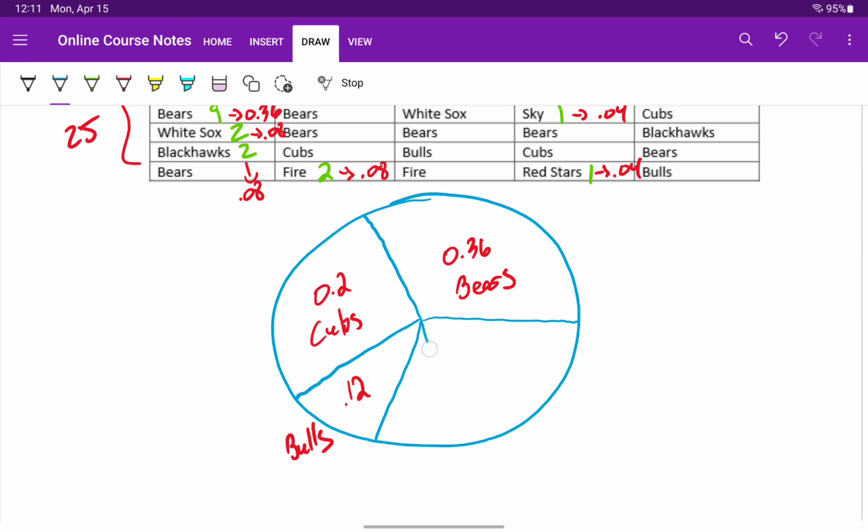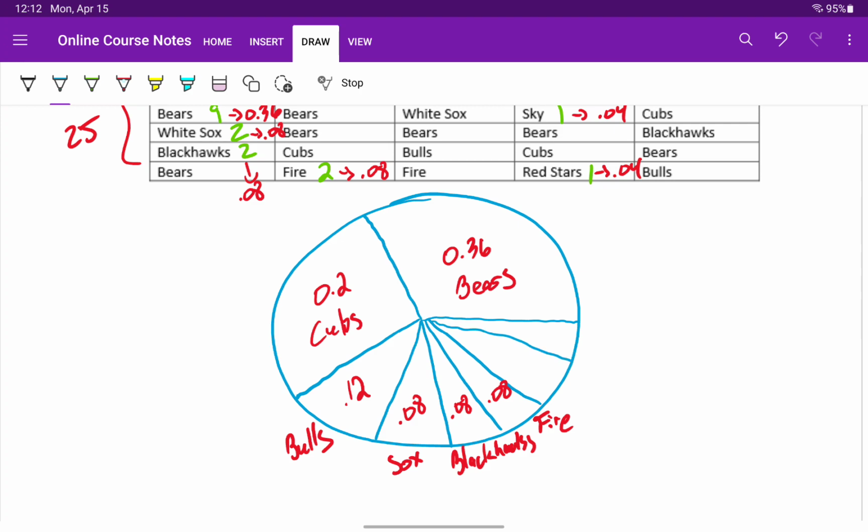And then we have 3 different groups that were 0.08, which represented the White Sox, the Blackhawks, and the Fire. I don't know why I wrote an S. Fire. And then our last group we would split up into 0.04 and 0.04 to represent the Red Stars and the Sky.